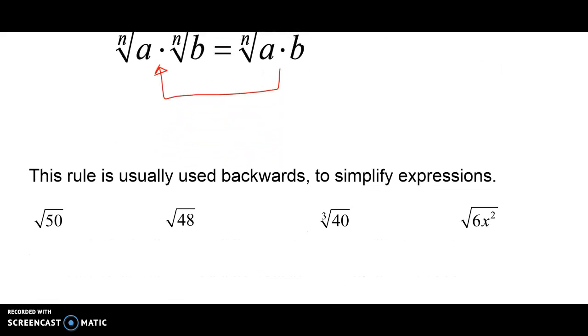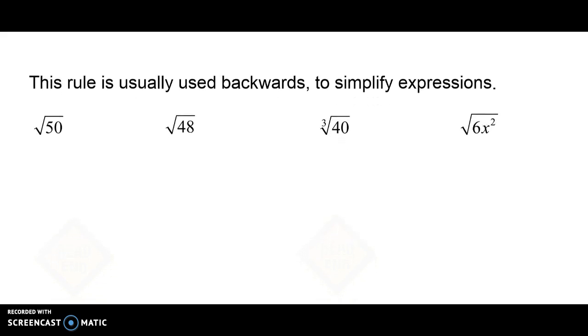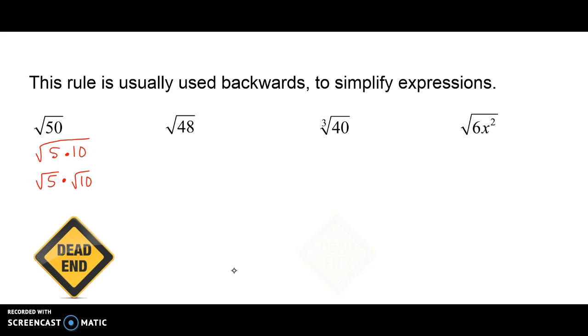I'll work left to right. The one on the left, the issue I want to show you here is that you can break 50 up a bunch of different ways. For example, you could break up 50 as 5 times 10, and then the rule we were just talking about, if you use it in reverse, you can break that up into the square root of 5 times the square root of 10. But that's kind of a dead end. That isn't any simpler than the root we started with, and in a sense it's more complicated because you've got two roots where there used to be one root.